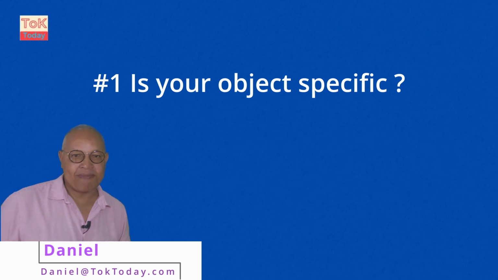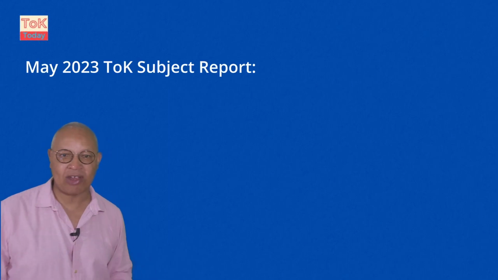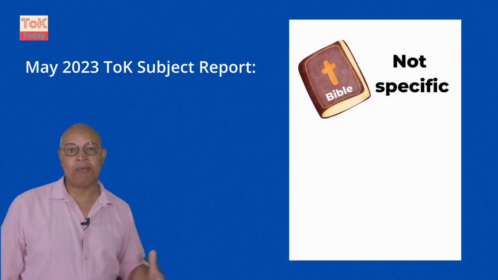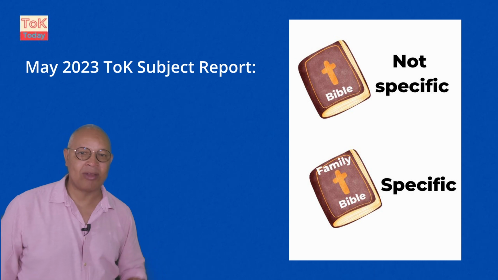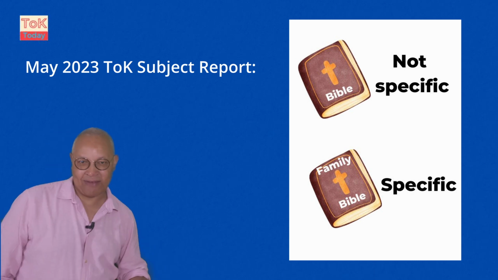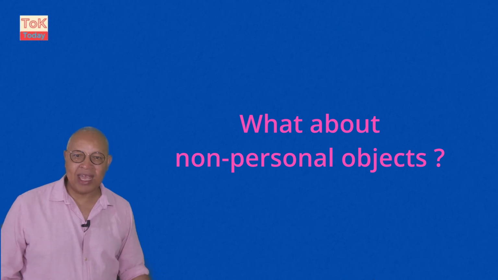Now, explaining what a specific object is, IB gives us an example in the May 2023 ToK subject report. They say that a Bible is not specific, but your family Bible that you inherited from your grandmother is specific. However, what about non-personal objects? How can they be specific?